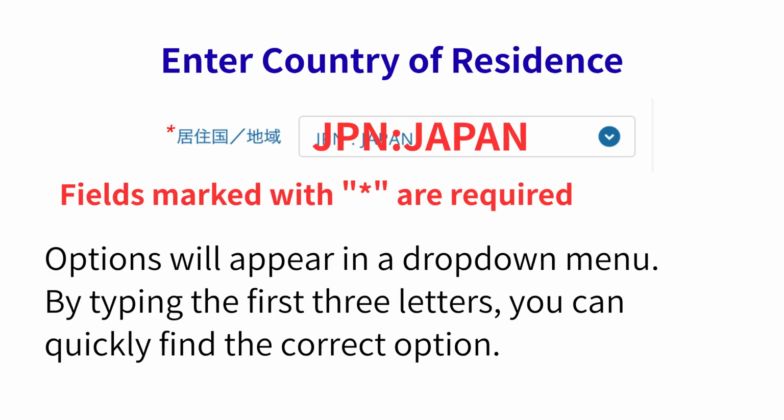For country region of residence, select the country where you currently live. When you open the drop-down menu, a list of options will appear. Typing the first 3 letters will help narrow down the list. For example, if you type JPN, Japan will appear.